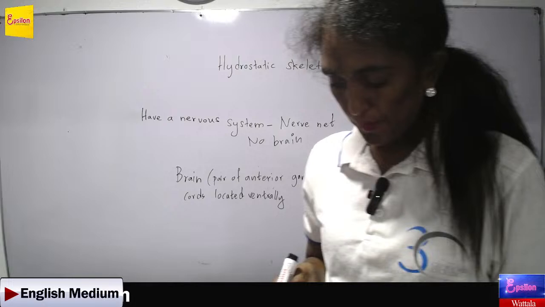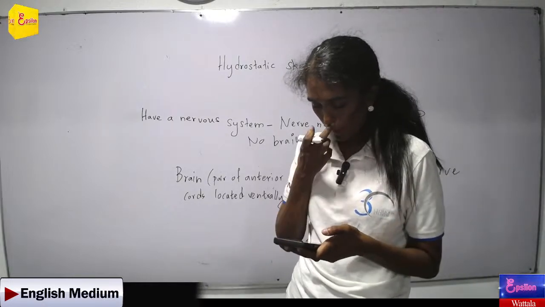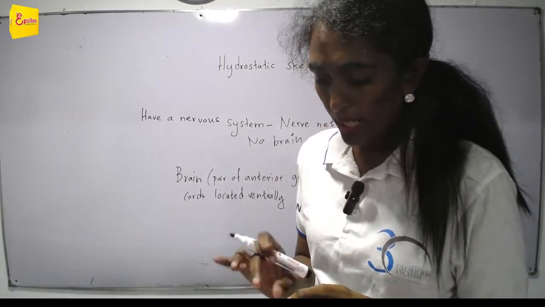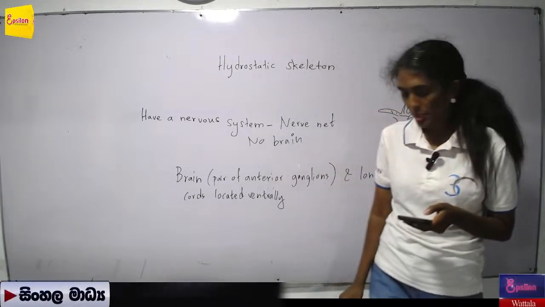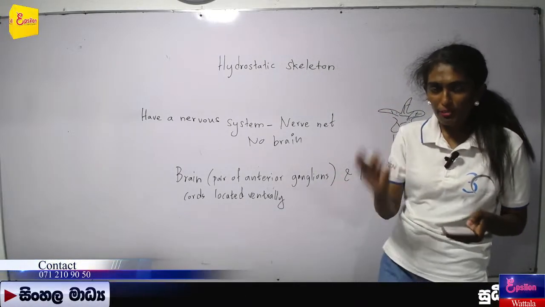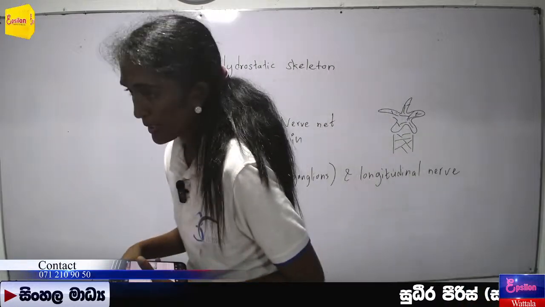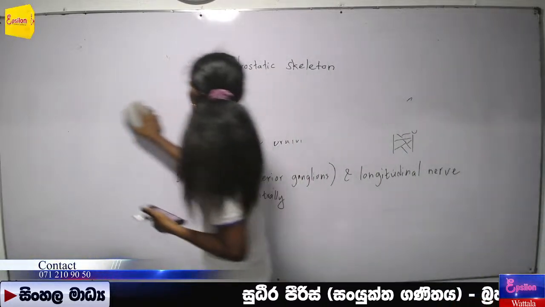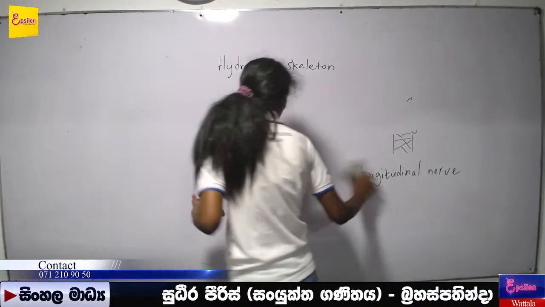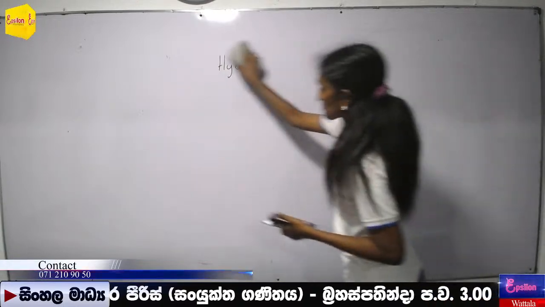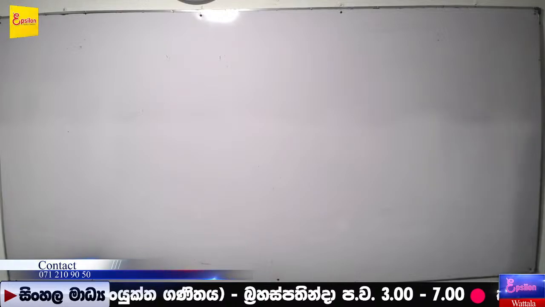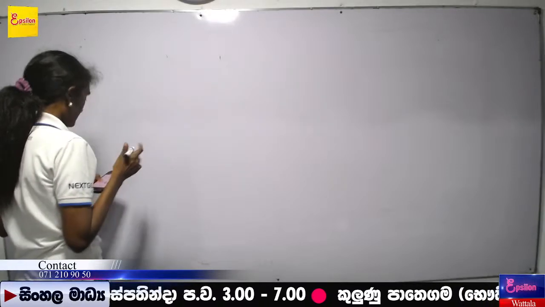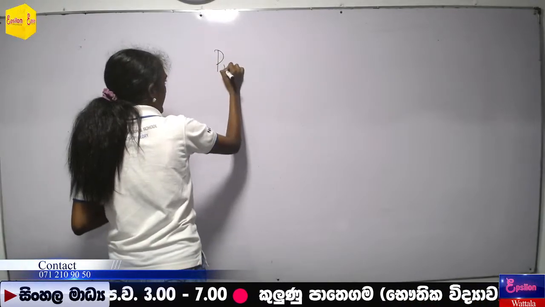Next one. First appearance of a little complex nervous system. I told that thing, no? Yeah. Next one. Appearance of separate organs for excretion. They are the first animal phyla to develop an excretory system. They have a structure called flame bulbs, also known as protonephridia.